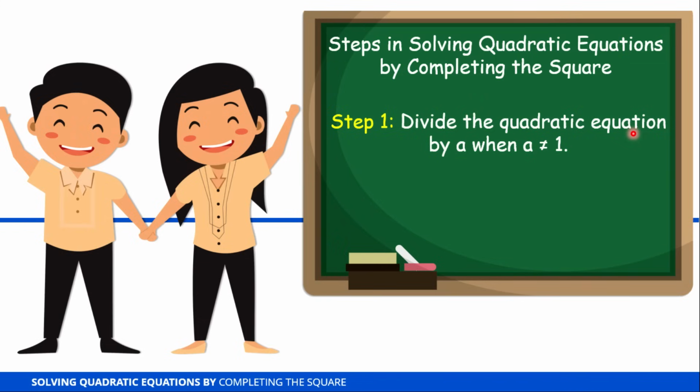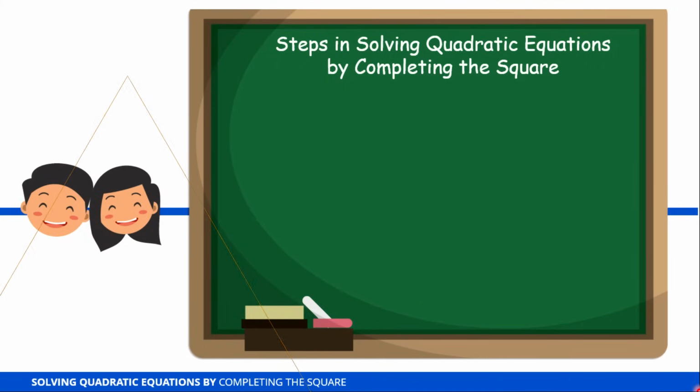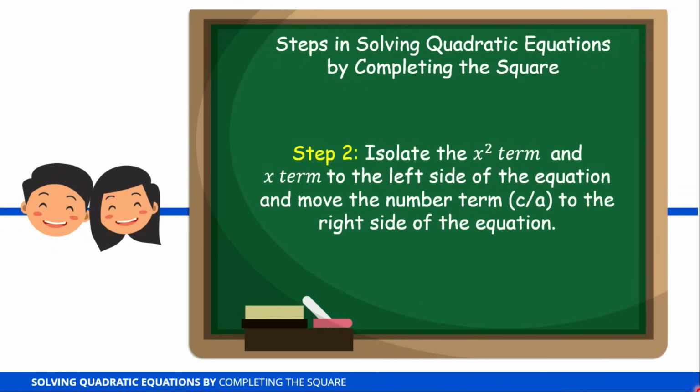Step number 1. Kapag ang a ay hindi equal to 1, kailangan nating i-divide ang both sides of the equation by a. Step number 2. Kailangan nating i-isolate ang x squared term at ang x term to the left side of the equation. And ganun rin ang gagawin natin sa ating constant term, kailangan natin yung i-isolate doon naman sa right side of the equation.